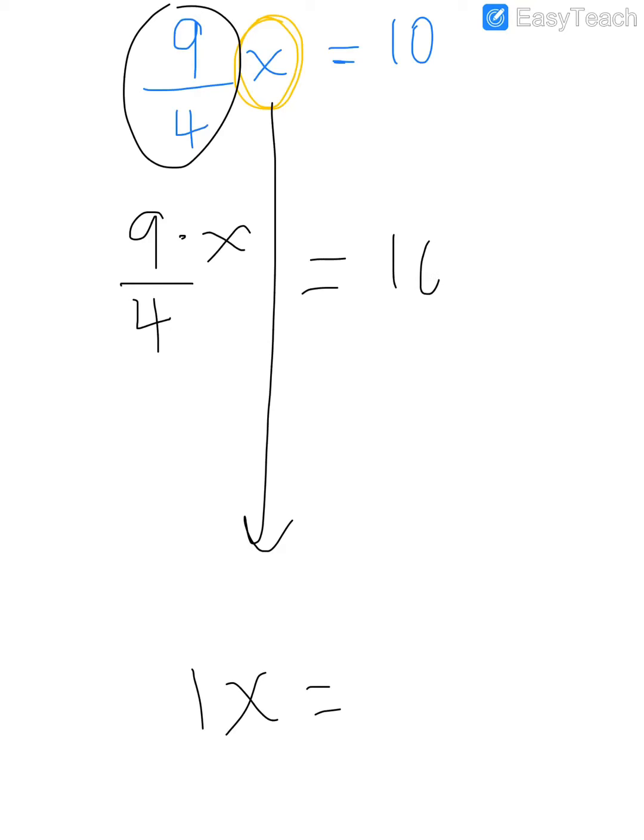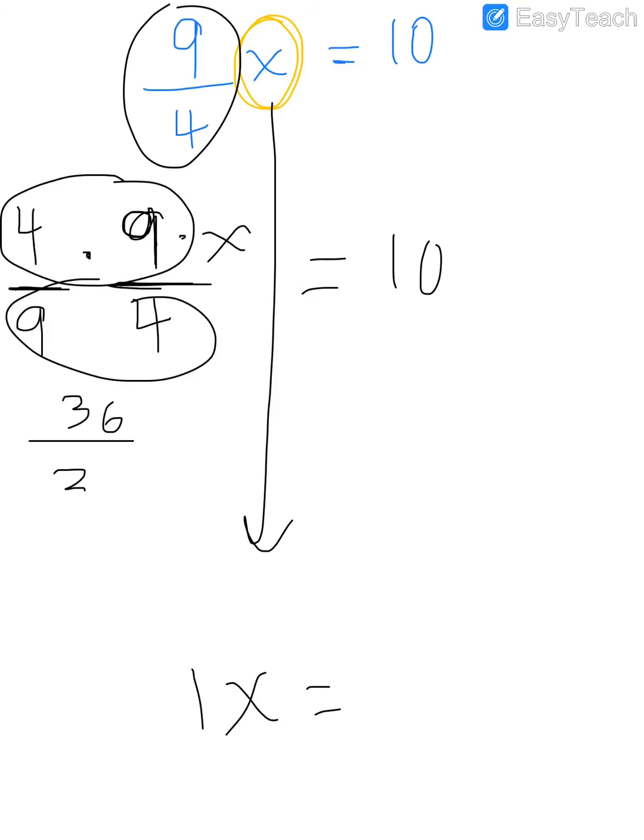So if we want to get the x by itself down to 1x, we're going to undo those operations. What operation undoes multiplying by 9? Dividing by 9. So we're going to divide by 9. What operation undoes dividing by 4? Multiplying by 4. So that's why multiplying by the multiplicative inverse is how you get your variable on its own. So notice 4 times 9 is 36, and 9 times 4 is 36. Any number divided by itself is 1, so that's why this gets us down to 1x.